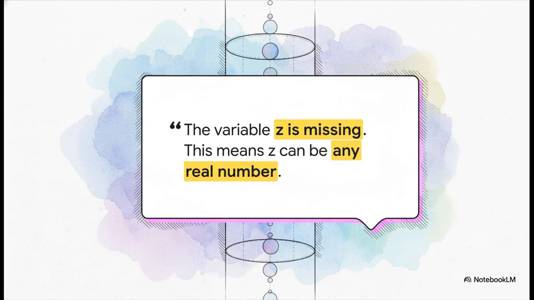Notice something? The variable z is totally missing. It's not there. And in the world of 3D, if a variable isn't mentioned in an equation, it means it's a free agent. It's completely unrestricted. Z can be any number at once, which means we can take that circle and just stack it over and over, up and down the z-axis forever.